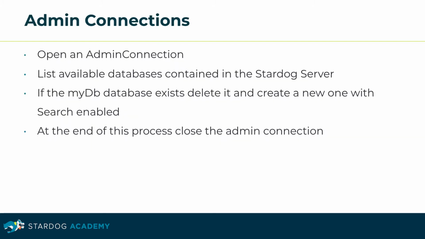So moving on to admin connections, we're going to follow the same pattern here. We're going to open a connection, look at some databases, see if one exists, change some parameters, and eventually close that connection. The admin connection follows that similar pattern of opening and closing the connections, and there's not really any specific shortcuts.